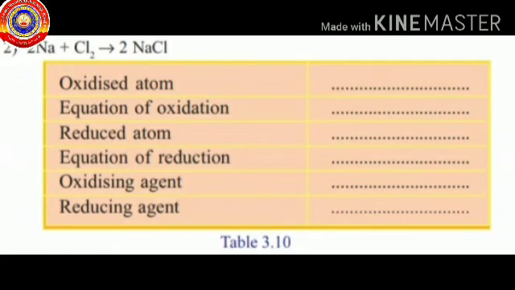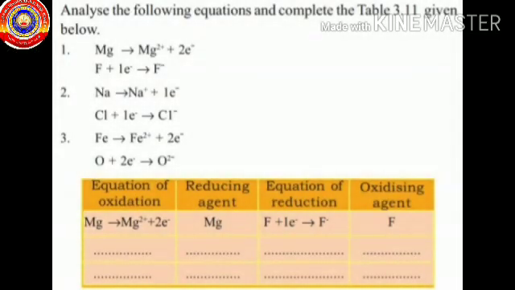Now try to find out the following and complete table 3.10 given in your textbook. Here is another worksheet. Analyze the following equations and complete table 3.11 given in your textbook. Find out the equations of oxidation and reduction and identify the oxidizing agent and reducing agent.